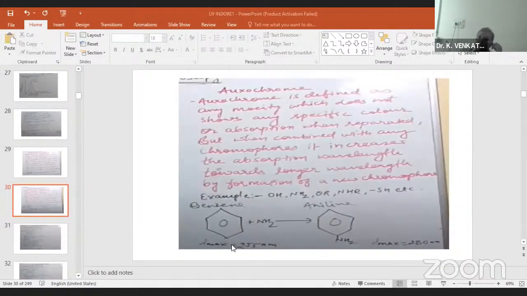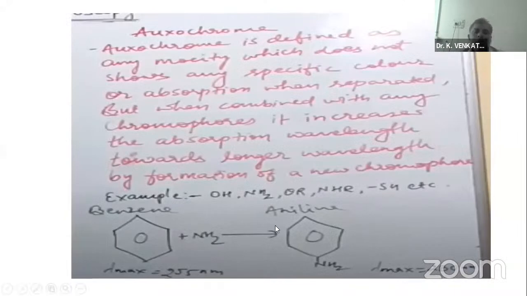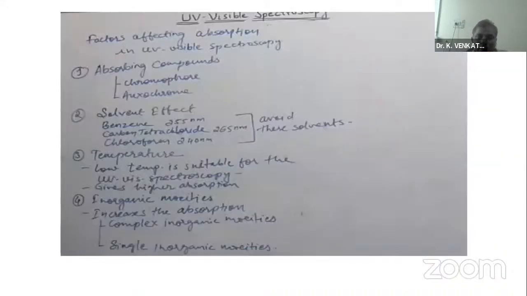For example, benzene absorbs at 255 nanometers. When an amine group is added, forming aniline, the lambda max value is nearly 280 nanometers. So when only benzene is present it is 255, but with the addition of an amine, which is the auxochrome, the lambda max value increases.